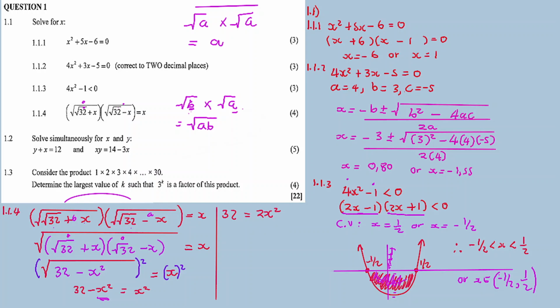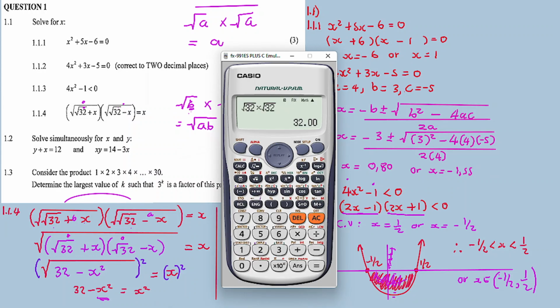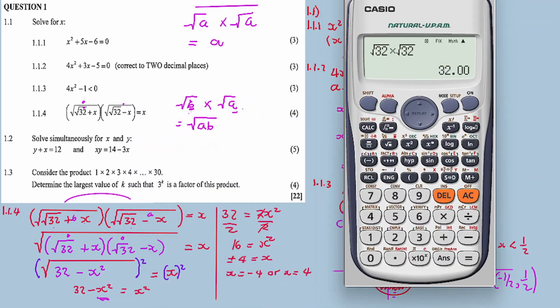Then divide both sides by 2 so that those 2s cancel. What is 32 divided by 2? It is 16. And then I take the square root on both sides again, I get plus minus 4. My x is equal to minus 4 or positive 4. And then with a surd equation we know that we have to test our solutions, you see.